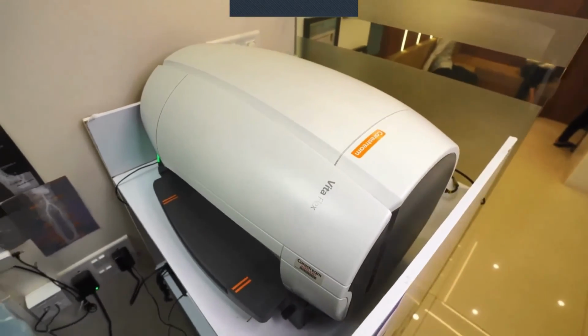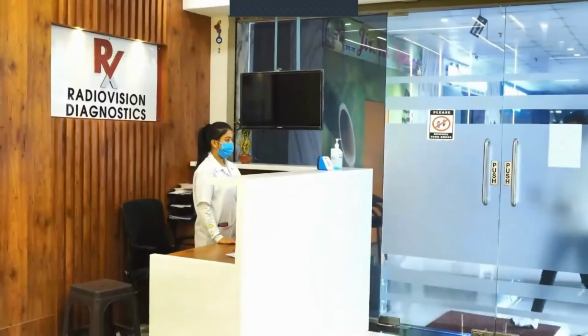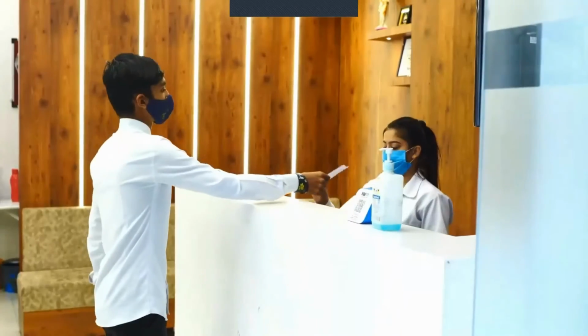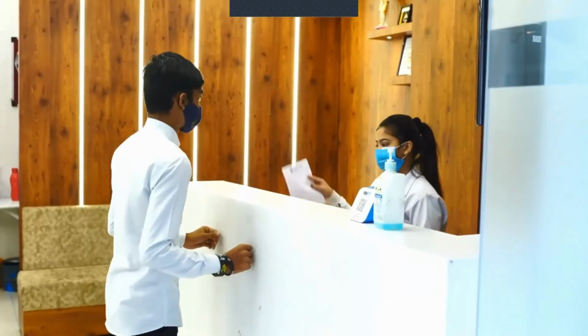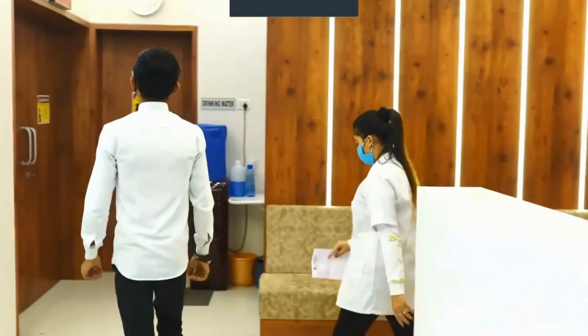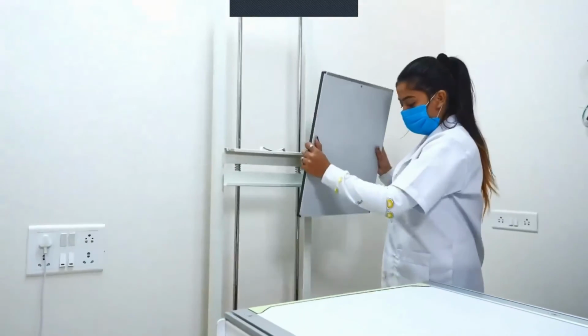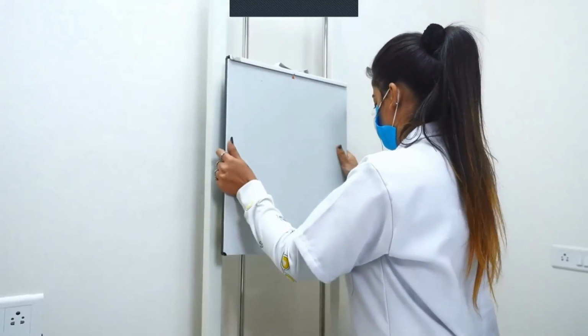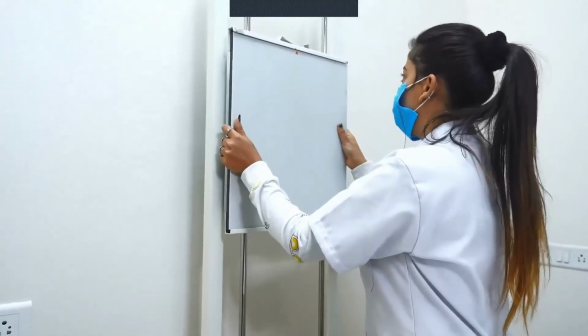And when we insert it in the reader, it clears the film again and we can reshoot on that. So this goes off like this. The patient comes to the reception. After receiving the prescription, the patient goes with the technician to the X-ray room. This is a chest stand where we fix the cassette.